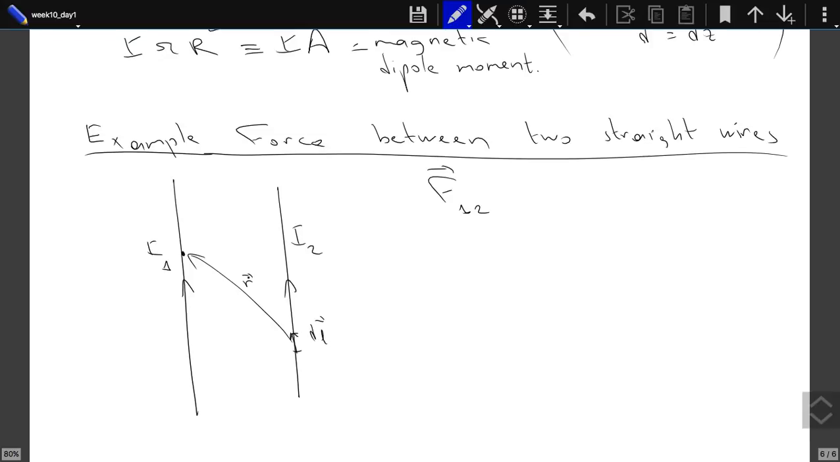So at this point, along the first wire, the magnetic field created by the second wire, let's call it B2, is out of the screen. And let's say they are separated by a distance d. Now, what is the magnetic field? What's the magnitude of B2?